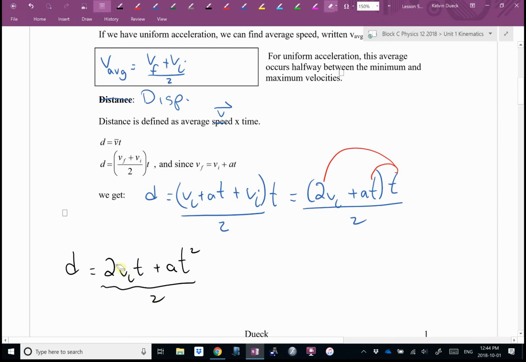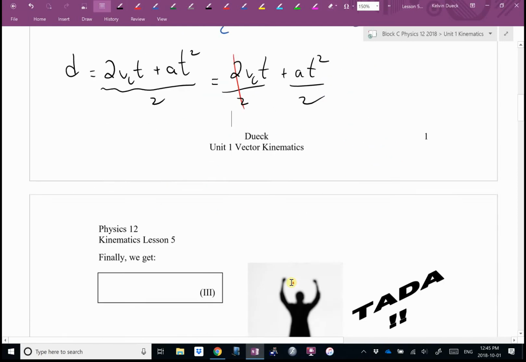Kimia, what's this divided by? I can break it up. I can actually write it as 2 VIT over 2 plus AT squared over 2. And usually when I write this line, kids kind of see where we're going with this. Because what can I do with these two 2's? And I get D equals VIT plus, although we never wrote AT squared over 2. What did we write last year typically? So this can go in the box right here.